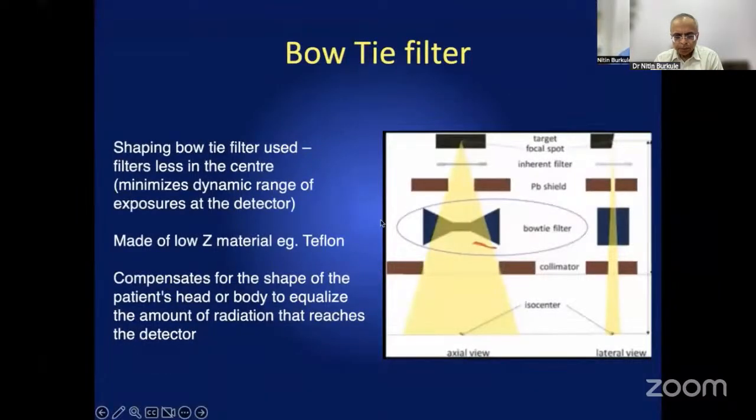After the inherent filter, there is another filter called the bow tie filter. It is made of Teflon. It is thinner in the center and thicker at the edges. What it does is allow the high energy photons to pass in the center of the fan beam or the cone beam, while reducing the energy at the periphery of this X-ray cone. Now, why does it do that?